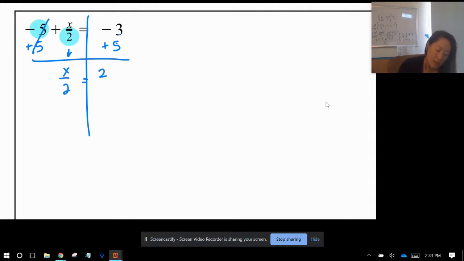And then how do I undo a divide? I multiply both sides. So I'm going to multiply by 2. 2 divided by 2 is 1. So I get 1x is equal to 4.